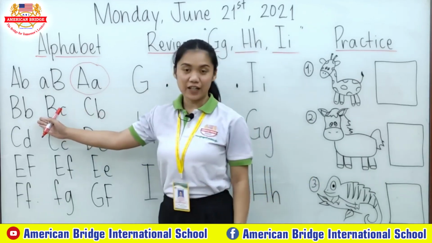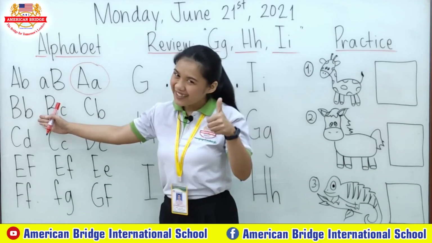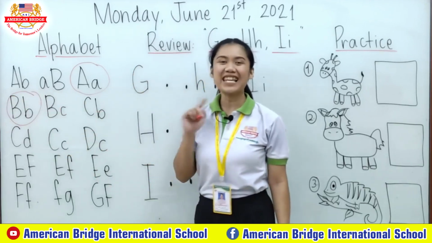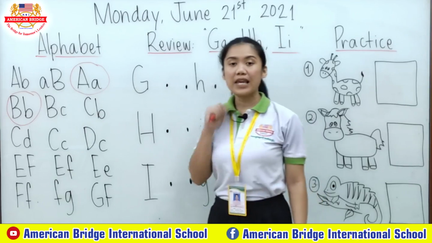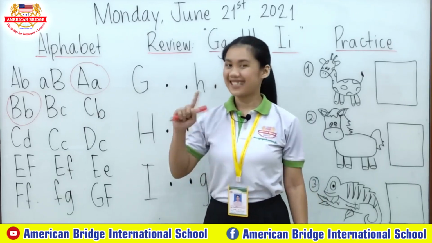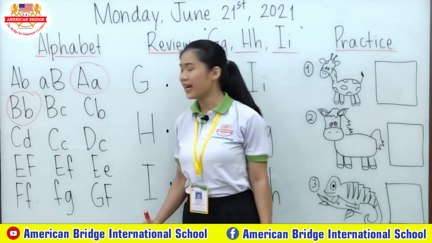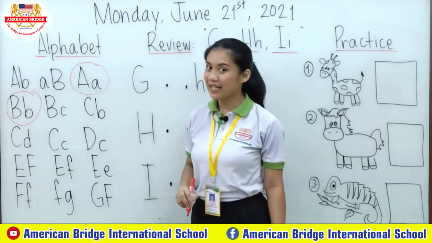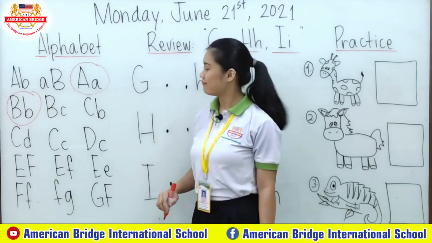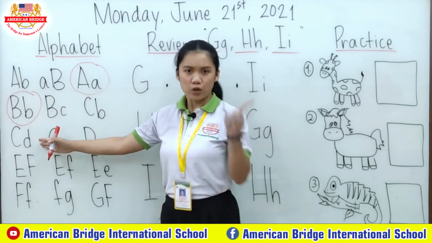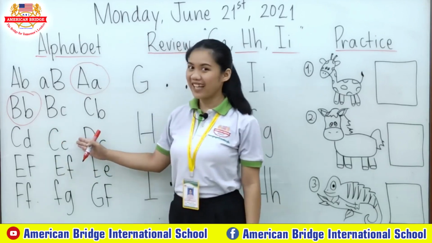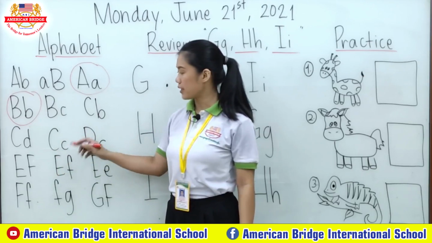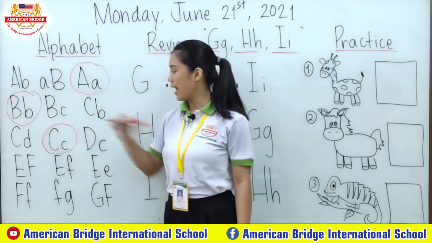Is this the correct letter? Are you sure? Correct! So let's circle this alphabet letter B. Now, next letter, we are looking for letter C. Now, can you help teacher to find the correct letter C? Uppercase C and lowercase C? Is this the correct letter? No, it's not. Is this the correct letter? Yes, correct. We have the capital C and the small letter C. Let's circle this correct letter.